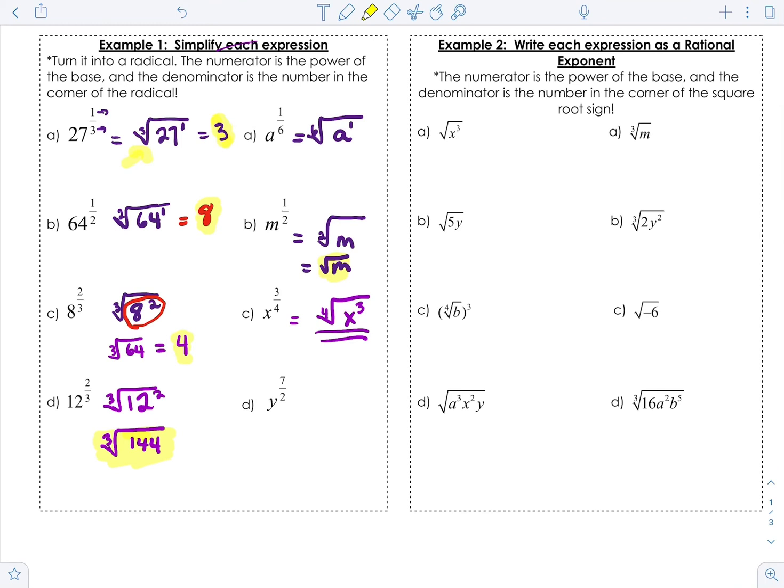All right, and then if we have y to the 7 halves here, then we just write our radical. Our base is y. Our exponent, 7. And our index is 2, so we just leave it just like this. The square root of y to the 7. There we are.